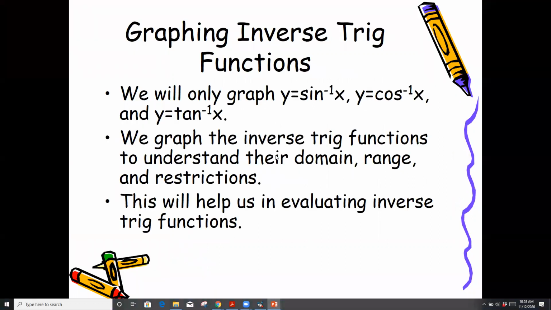Now we're only going to graph y equals the sine inverse of x, y equals the cosine inverse of x, y equals the tangent inverse of x. So when you're graphing these, you don't have to worry about period and increment and starting point. We're only going to graph those 3 basic ones. When we graph the inverse trig functions, we do it to understand their domain, range, and restrictions. So we're only going to do that now so that you understand why we restrict it, and then you really won't have to graph it much. This will help us in evaluating inverse functions.